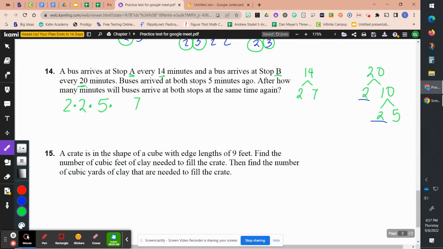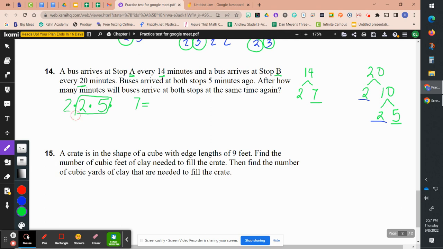Which prime factorization had the most 5s? 20 did, but there's only 1. Which prime factorization had the most 7s? 14 did, but there was only 1. So I'm just going to multiply those 4 numbers back together again. And when I do that, I get 10.